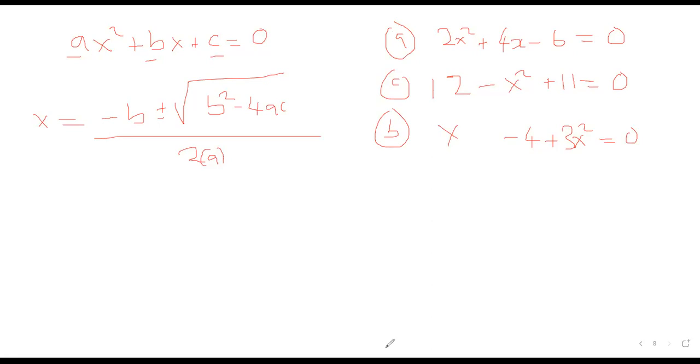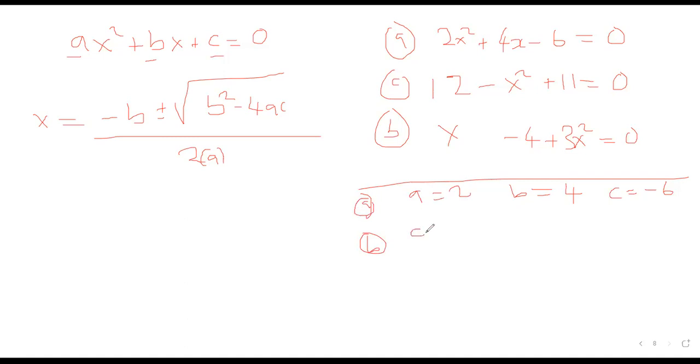A is 2x squared. Okay. Our a is 2, right? Our a is 2 because it has the square here. So this is our a, which is 2. And our b? Our b is 4. And our c? C is negative what? 6. Negative 6.